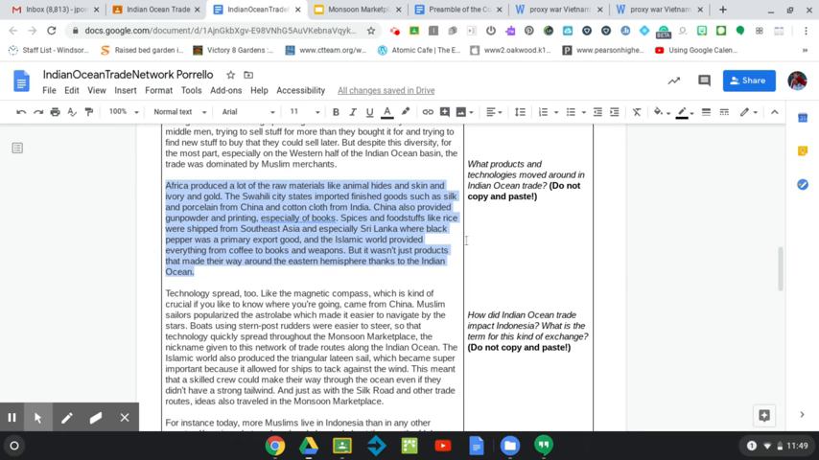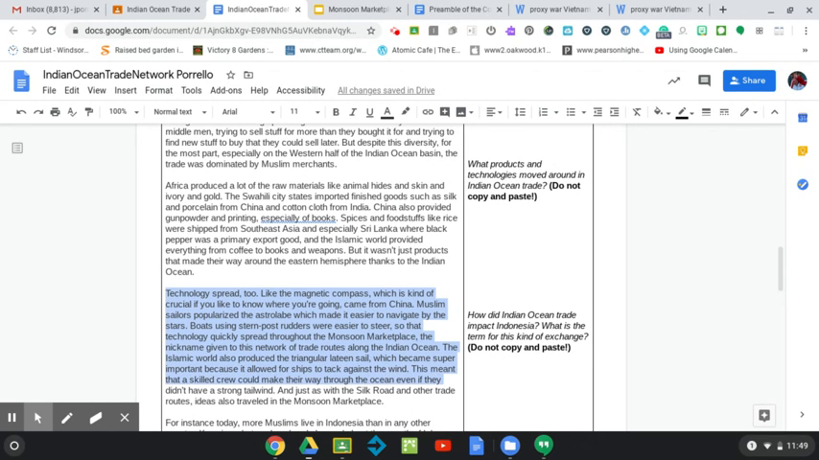All right, so the first part of this question is what products moved around the Indian Ocean? They talked about a lot of different products. You don't have to write down each and every one. Pick one or two. The thing that stood out to me was this ivory and gold. And I might even talk about spices like black pepper that were also primary exports. So the second half of the question is which technologies were exchanged. So we'll read that here right now.